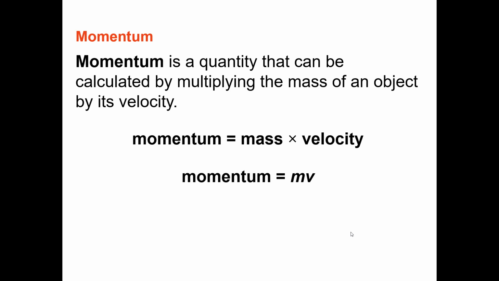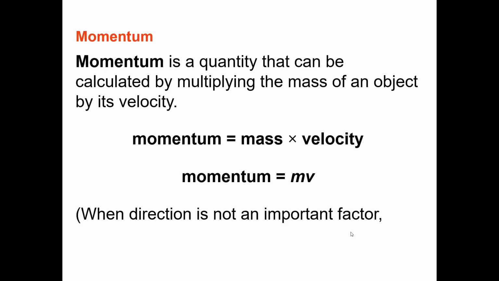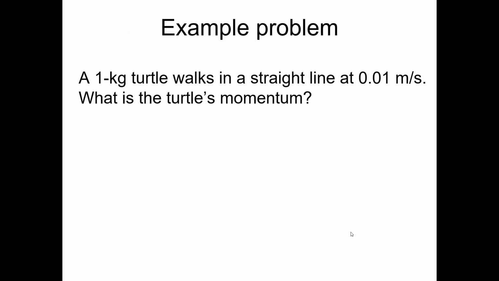So we could symbolize that as m times v. And v usually stands for velocity. And remember, in physics, velocity is a vector quantity. So direction is important. But sometimes we don't care about the direction, in which case we can just say mass times speed. So you just have to read the problem and see whether or not direction matters.